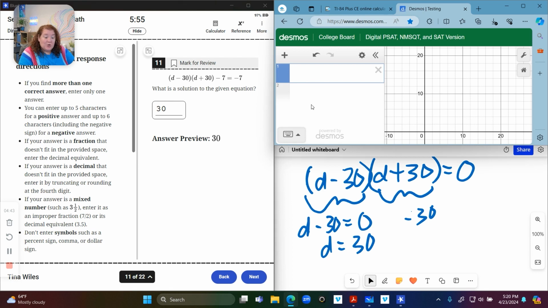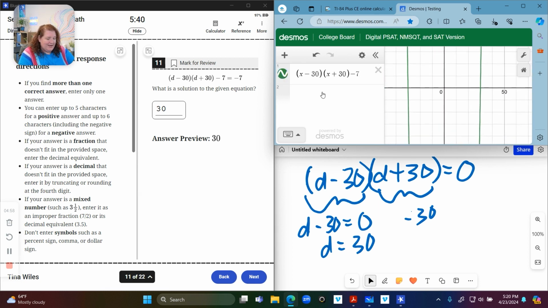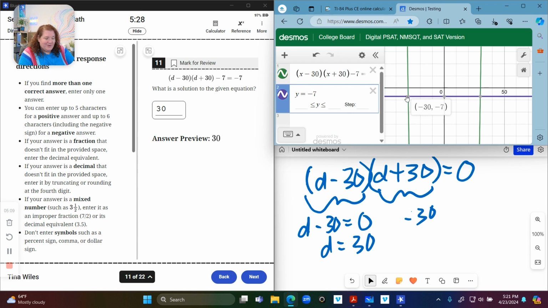I could also graph this. So instead of using d, I'm just going to say x, because we're graphing on an xy coordinate plane. Minus 7, and I need to zoom out. And we're going to say this equals y. So you're going to say the left side of the equation equals y, and the right side of the equation equals y. And then I'm going to look and see where these two lines meet. So you could see negative 30 is one answer, and positive 30, you're looking for the x values. Positive 30 would be the other answer. So I hope this helped going up through number 11.